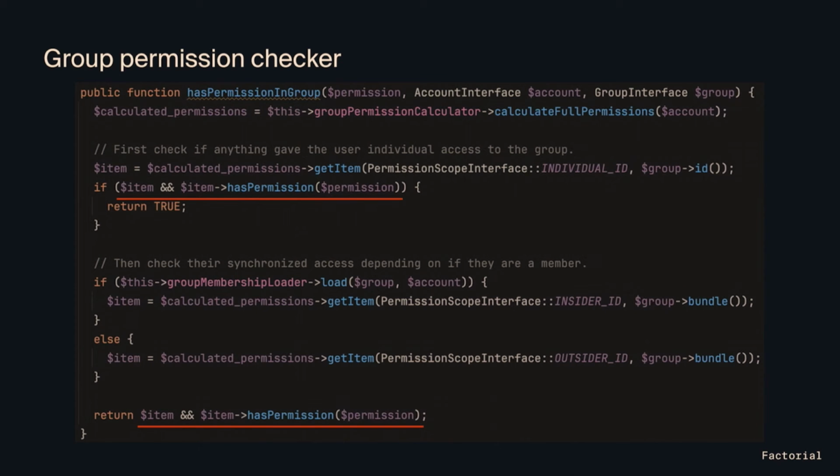It's just that I do the same thing, but you can see now, instead of getItem with nothing, I call getItem with the individual scope and the ID of the group that we're interested in. And then if you have the permission in that group, we return true, and that's it. If you don't, we fall back to the insider and outsider scope, and we start checking your Drupal roles. And again, we get the item, depending on whether or not you're a member, and then we have that same logic. So that's how that works in the Group module.